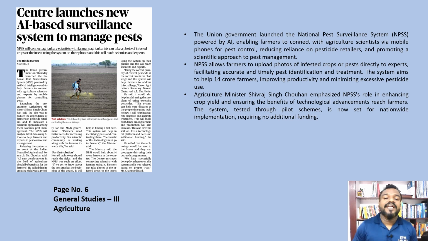The Union government has launched this NPSS powered by AI, artificial intelligence, enabling farmers to connect with agriculture scientists via mobile phones for pest control, reducing reliance on pesticide retailers and promoting a scientific approach to pest management.